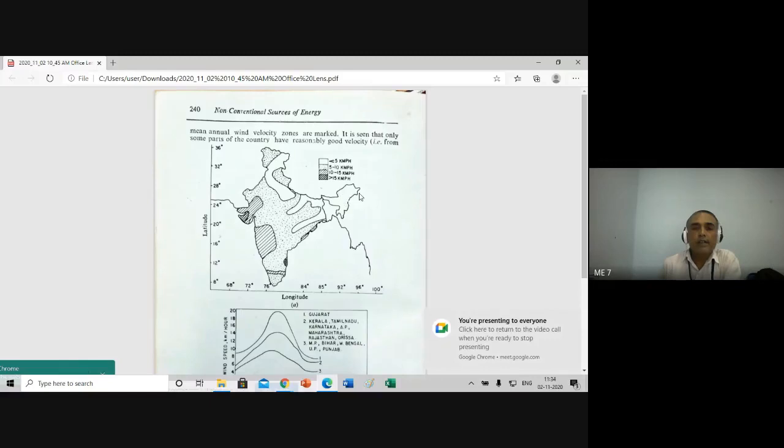Some little information I will give you. This is the wind energy data available in India.